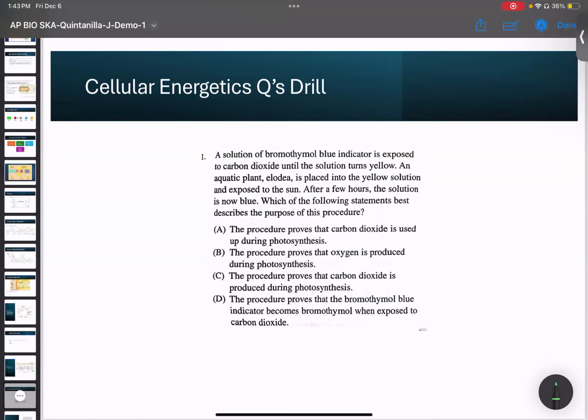So, one of the things you have to consider is that this is called an indicator. So it indicates something. They blew carbon dioxide into the solution, which turns yellow. So yellow means it contains CO2. Okay. And then they add a plant exposed to the sun. After a few hours, the solution now turns blue. So it is a blue indicator. When they blow in CO2, it becomes yellow. It goes back to blue, so that means it no longer has carbon dioxide.